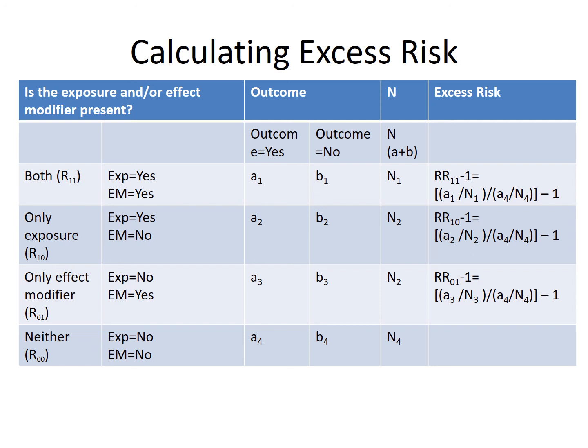You're comparing that then to the formula of the risk ratio of just the exposure. So that's A2 divided by N2, and taking that and divide it over the risk of the 0,0 condition, which you've already calculated, and that's the denominator in every one of these formulas. So what is the risk ratio of the exposure only? That's A2 divided by N2. Divide that over A4 divided by N4, and then you get your risk ratio and subtract out 1.